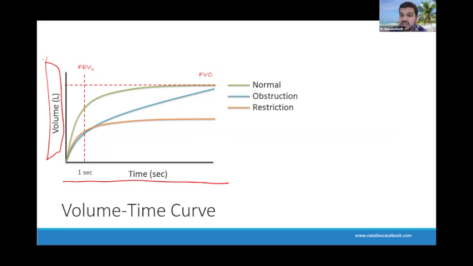In kids, we say you can go 3 seconds. In adults, we'll usually say, I want you to blow for 6 seconds or more. But in kids, we'll accept 3 seconds because usually they're able to empty out their lungs that fast and they can't maintain exhalation for that long.